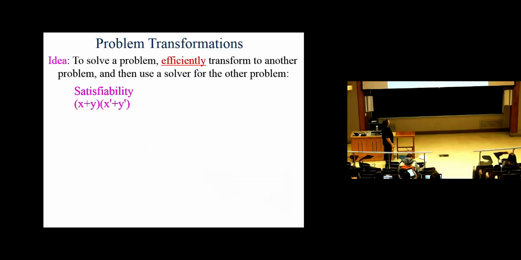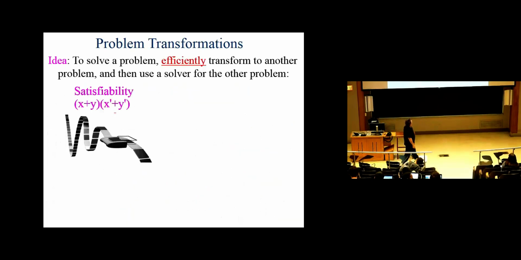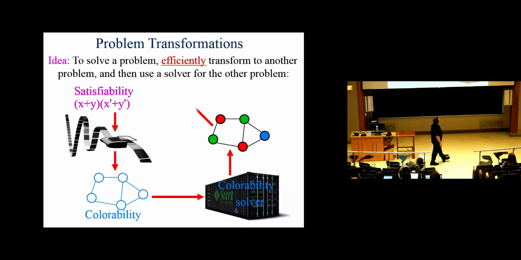So what Cook did was he did one of these, where A specifically was satisfiability and B was another problem. Okay? And we'll get to what the details of what he did are. It's really monumental. It's a monumental result. He showed basically that satisfiability is NP-complete. It's as hard as any problem in NP.